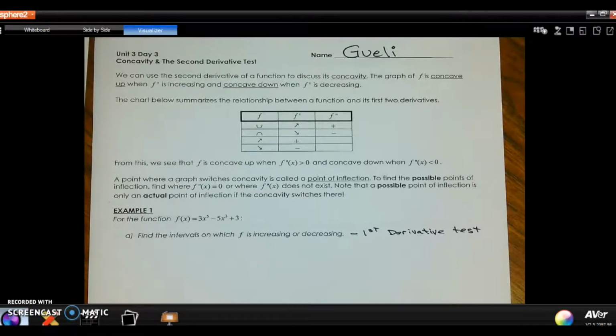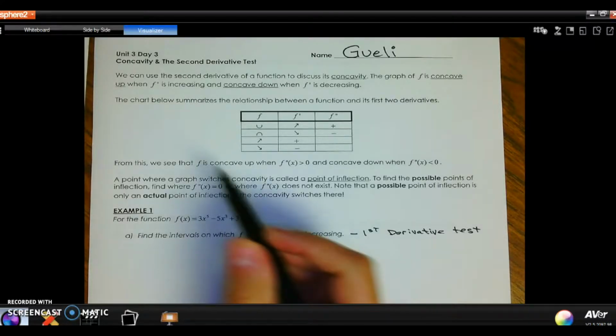Okay, so this is the Unit 3, Day 3 concavity and the second derivative test. So basically our goal for this unit is to see what the derivative or the second derivative can tell us about the behavior of the original function f of x. So right here I have a chart, and it summarizes what the second derivative or first derivative will tell you about the original.